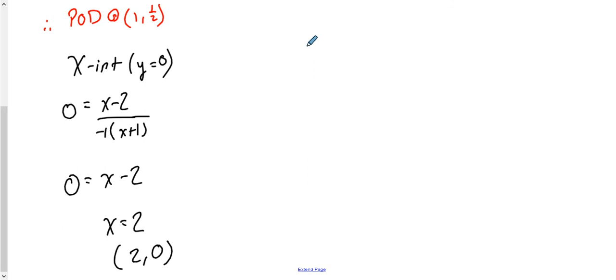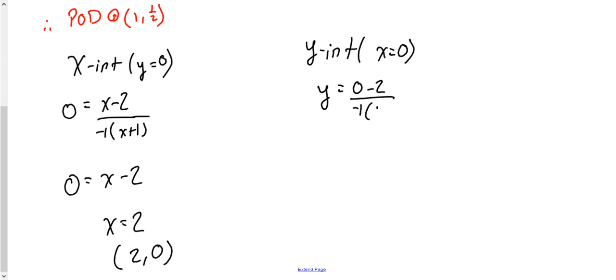On the other side here, our y-intercept is when x equals 0. And so I'm going to say y equals 0 minus 2, all of that divided by negative 1 times 0 plus 1. And I'm going to clean that up. So I have y equals negative 2 on top over negative 1 on the bottom. Of course, that's just positive 2. And so therefore we have a coordinate at 0 comma 2. There we go. That one's done.